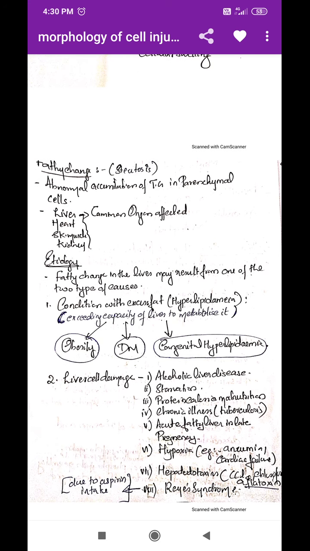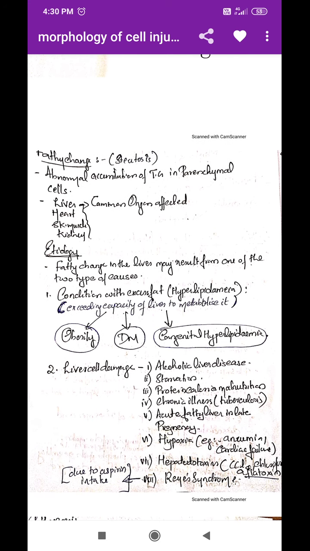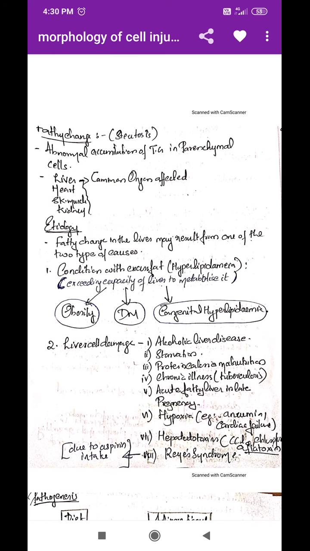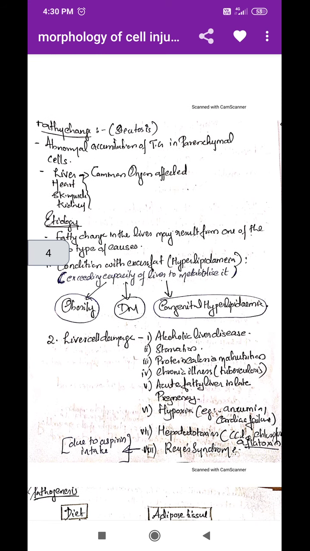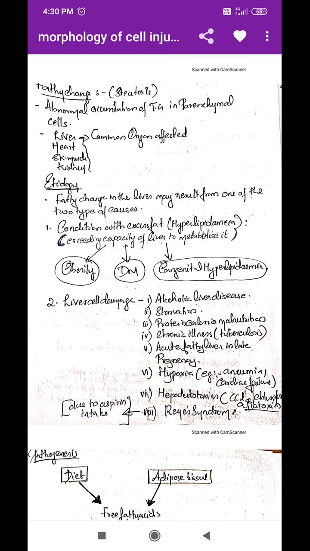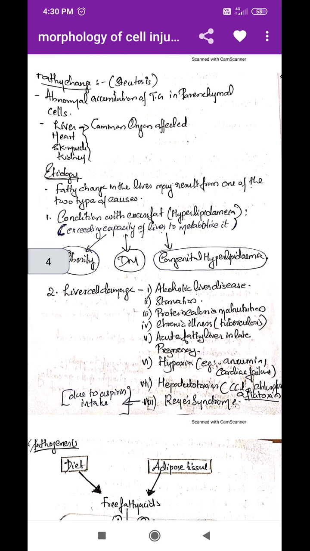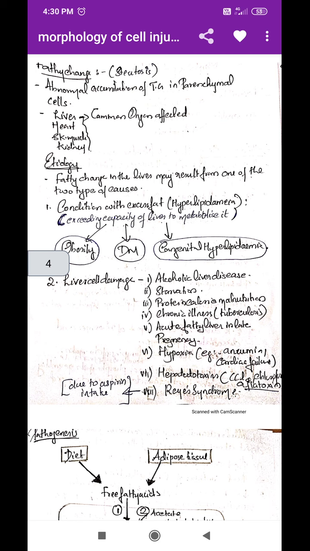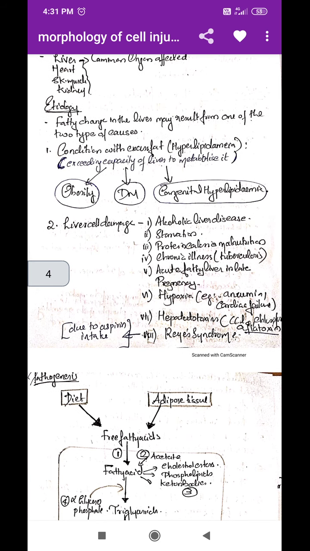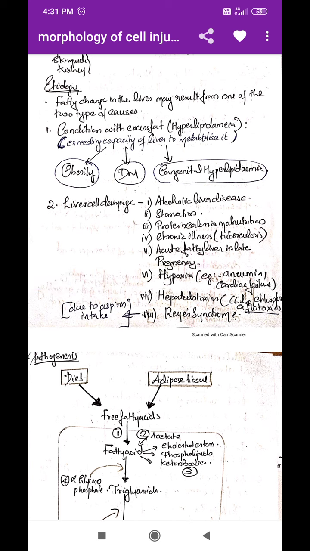Coming to the etiology, fatty change in the liver may result from one of two types of cause. The first is conditions with excess fat, that is hyperlipidemia. It is mainly due to obesity, diabetes mellitus and congenital hyperlipidemia. The other is liver cell damage. The main cause is alcoholic liver disease. Others are starvation, protein calorie malnutrition, chronic illness, acute fatty liver in late pregnancy, hypoxia and hepatotoxins, and Reye's syndrome. Reye's syndrome is due to aspirin intake.